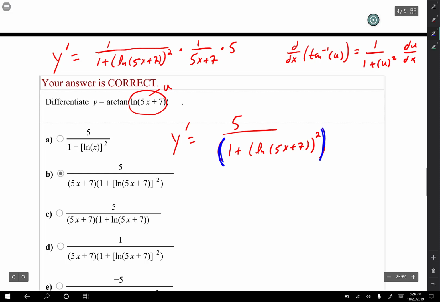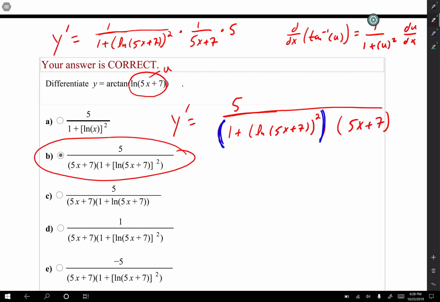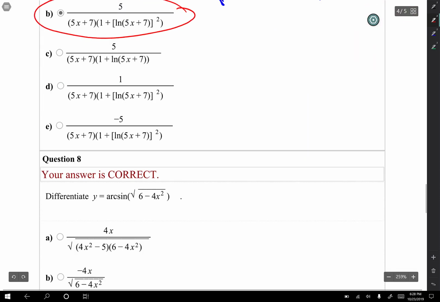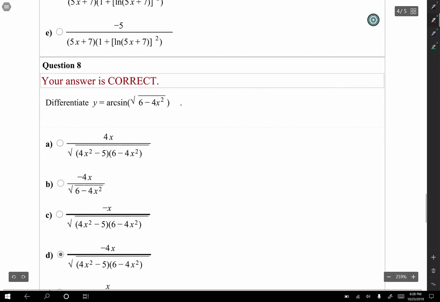So that is just that, and then right next to it, let me keep extending this fraction here. Next to it, I'm going to have 5x plus 7. And before I start distributing anything, I check to see if that answer is in there. And there it is right here. Cool, guys? Cool. Don't you feel cool? All right. Let's go to the next one.